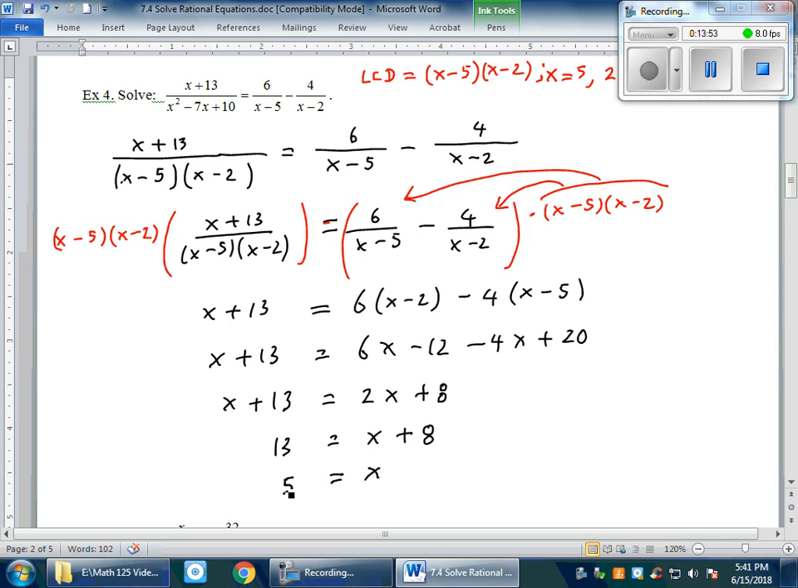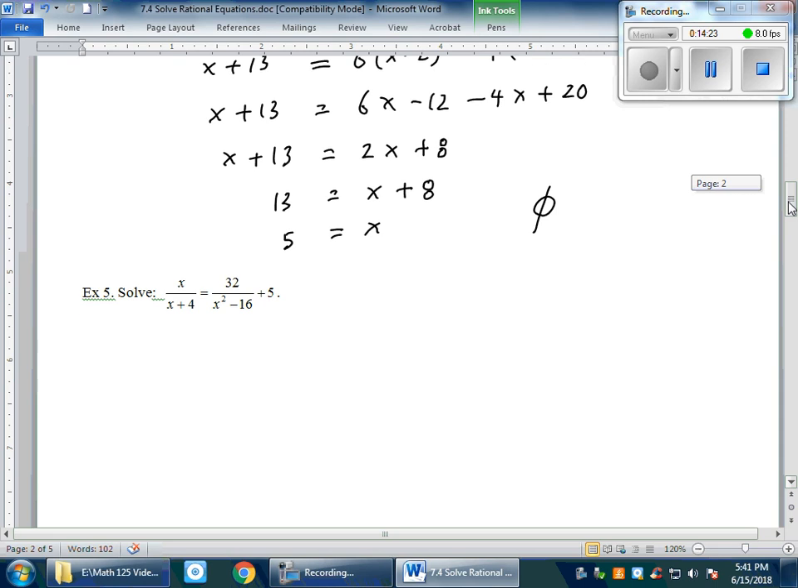Since this value, 5, is one of the restricted x values, notice that? So you have to check. Therefore, this is the only possible answer, and it is restricted. x cannot be equal to, okay, I forgot to put not equal to. So in this case, there is no solution, because the only solution that we got is in the restricted part. Right?